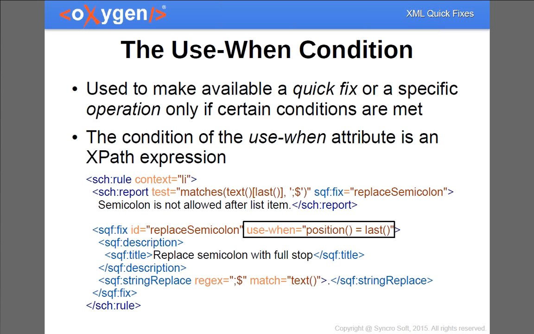There is also a use-when condition that can be set on a fix or on an operation, and this allows you to make a fix or an operation available depending on a condition. This condition is an XPath expression which should return a Boolean value. For example, let's say you want to provide the replace semicolon operation or fix only on the last list item. And I'll show you this in oXygen.